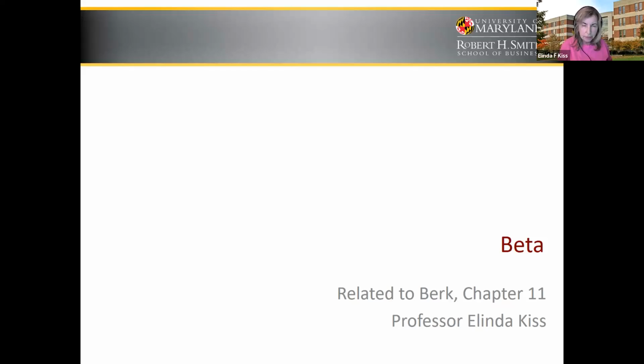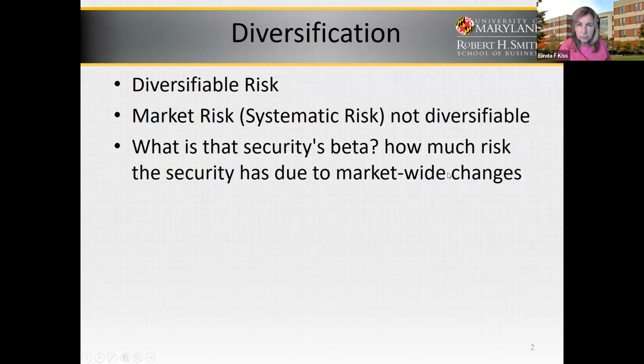I'd like to talk to you about a concept called beta. We've determined that we can diversify away some risk, the diversifiable risk, the unsystematic risk, the firm-specific or unique risks that are specific to a particular firm or company.